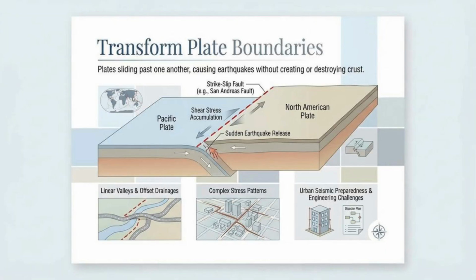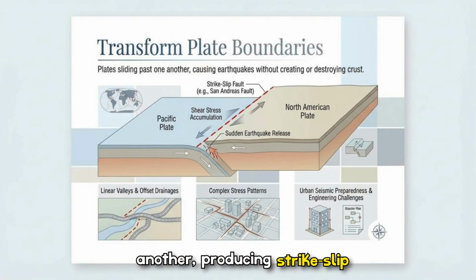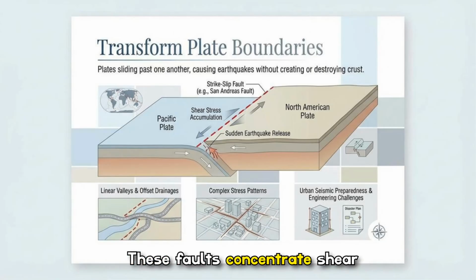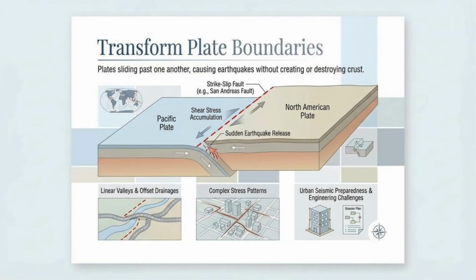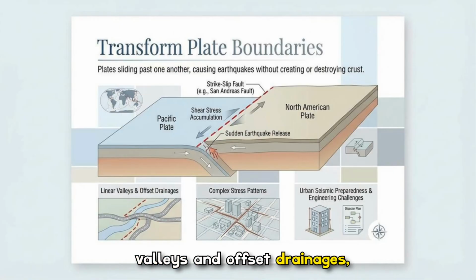Transform boundaries occur where plates slide past one another, producing strike-slip faults like the San Andreas. These faults concentrate shear stress and release it in sudden earthquakes, carving linear valleys and offset drainages, and presenting complex seismic patterns and urban engineering challenges that demand careful preparedness and planning.